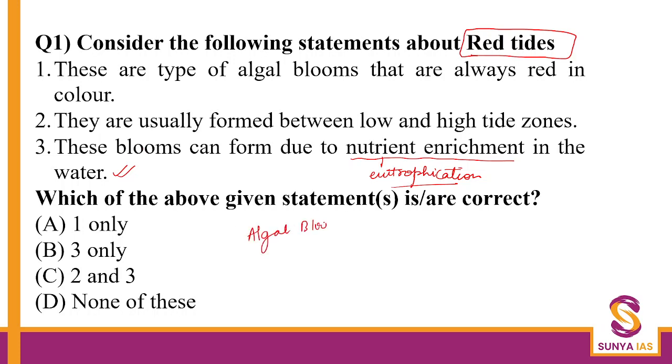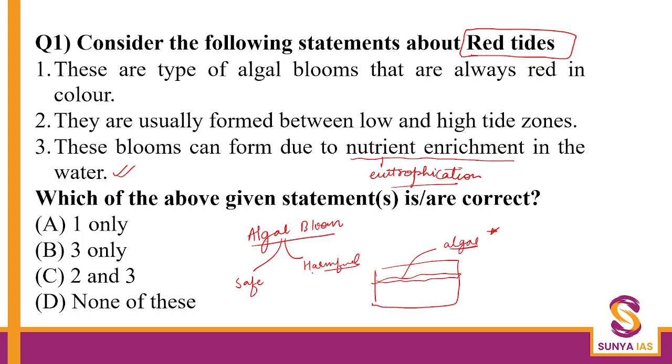We have also read about this concept: let's say this is a lake, and on it you have a green kind of coating, which is due to the growth of algae. That is known as an algal bloom because of nutrient enrichment. Now, this algal bloom may be safe and it can also be harmful. When is it harmful? When it releases toxins, and these toxins lead to the death of phytoplankton. In this case it is known as HABs. And in cases when the toxins are specifically red in color, it would be known as red tides.